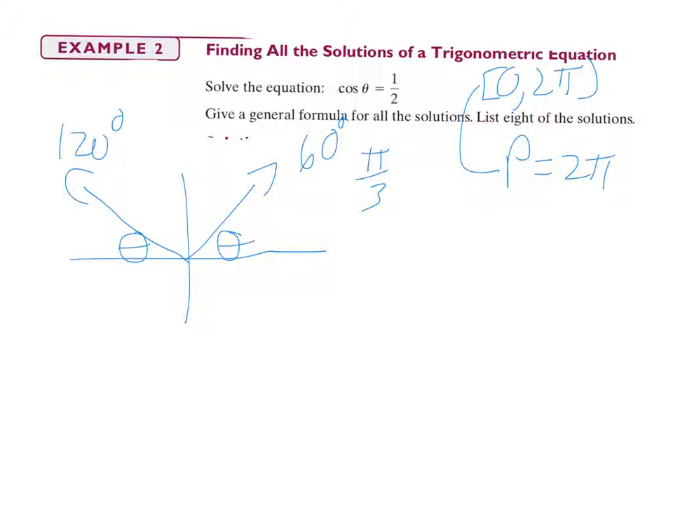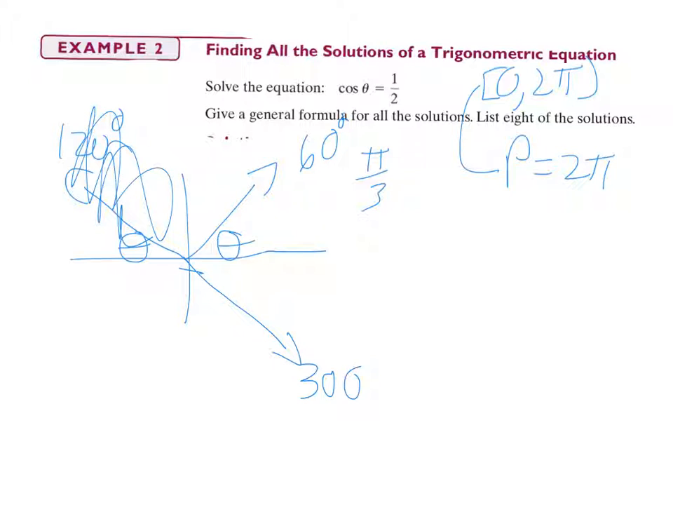And also, it actually wouldn't be in this quadrant because cosine's negative. It'd be in this quadrant. So it'd be at 300 or 5 pi over 3. So our two angles are pi over 3 and 5 pi over 3.